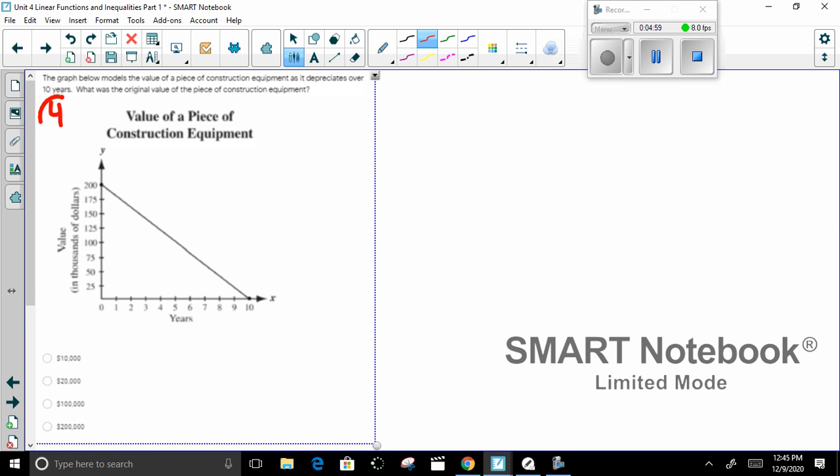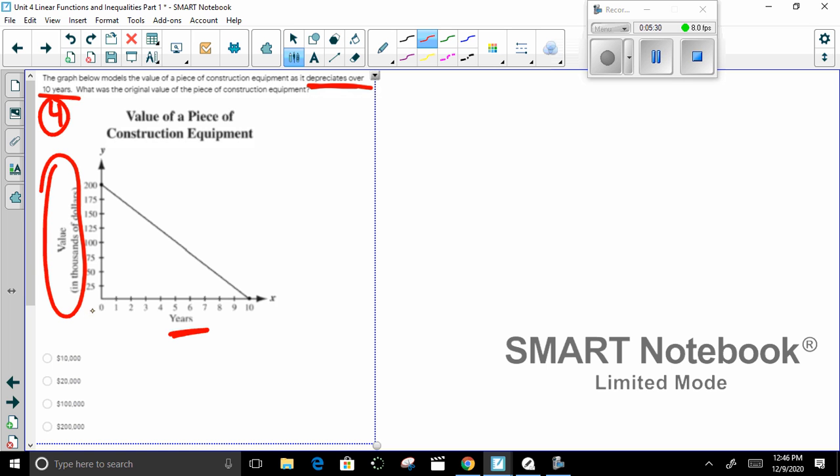All right, question 4. The graph below models the value of a piece of construction equipment as it depreciates over 10 years. What was the original value of the piece of construction equipment? If something depreciates, the value goes down. So think about this. I have a negative slope, so that's showing the value is going down. My years is on the x-axis. My value in thousands of dollars is on the y.